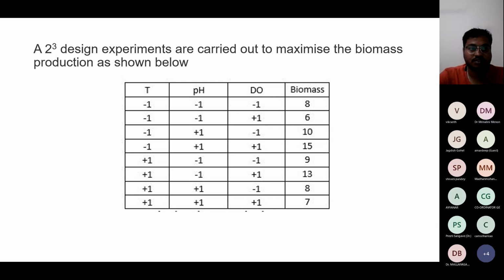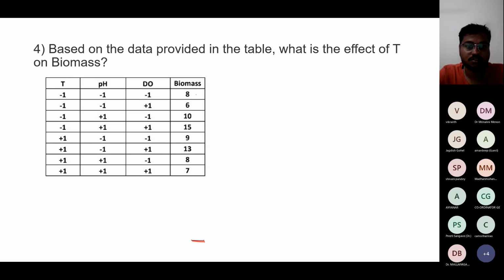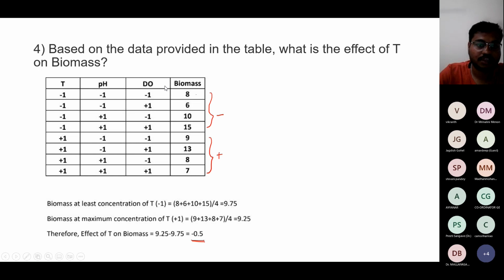For the next set of questions, we are given this table of the effect of temperature, pH, and dissolved oxygen on biomass. We are asked what is the effect of temperature on biomass. So we are separating out all the -1 values for temperature and +1 values for temperature. We take the average separately and then subtract the biomass at least concentration from the biomass at maximum concentration. Temperature alone, yes, this is for temperature alone.